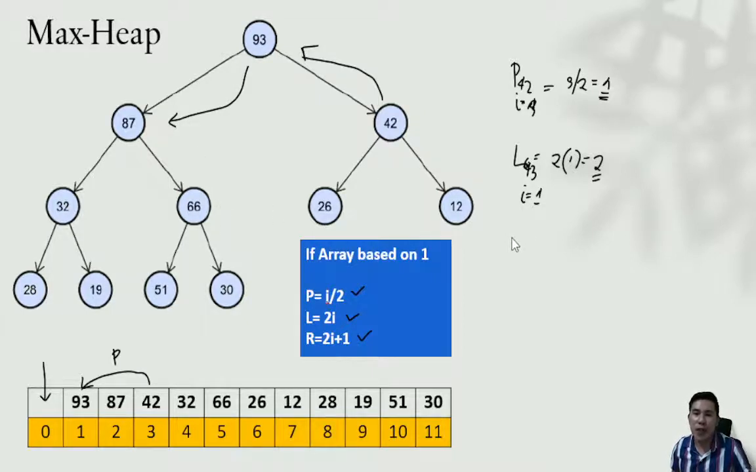Okay, let's try to look for the right child of 66. What's the index of 66? 5.